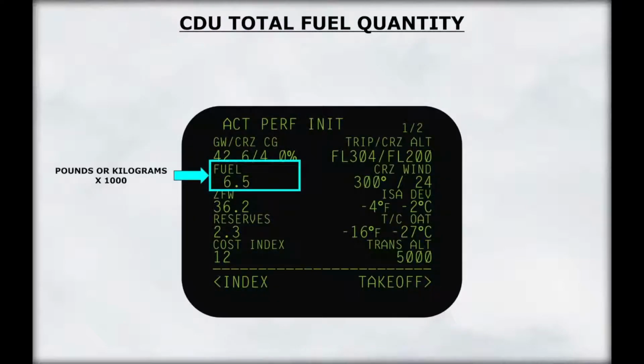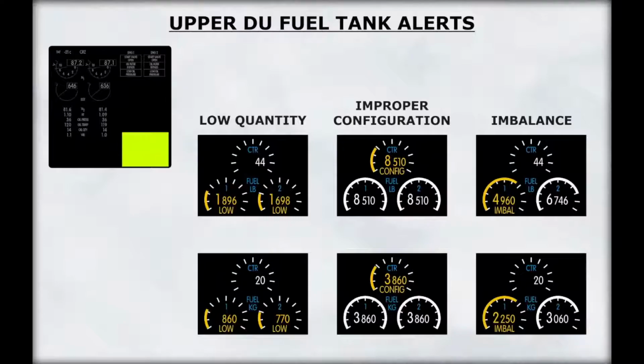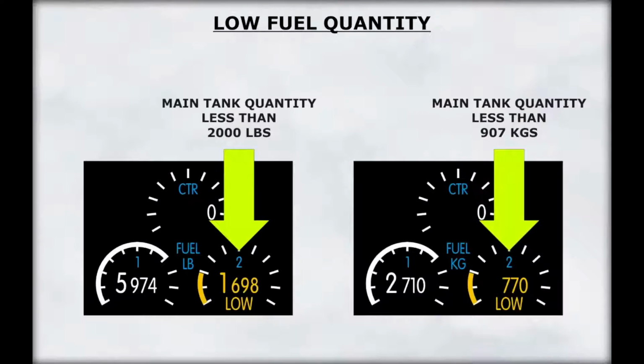Total fuel quantity can also be found on the Performance Initialization page on the CDU. The fuel quantity indicators provide alerts for low fuel quantity, improper fuel system configuration, and fuel imbalance. These alerts consist of a label in the affected tank quantity indicator immediately beneath the numerical indication of the fuel quantity. A low label indicates that the fuel quantity in the affected main tank is less than 2,000 pounds.